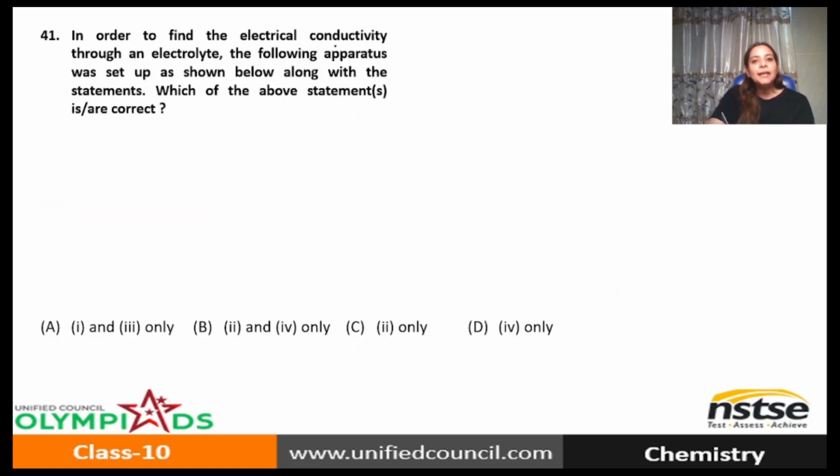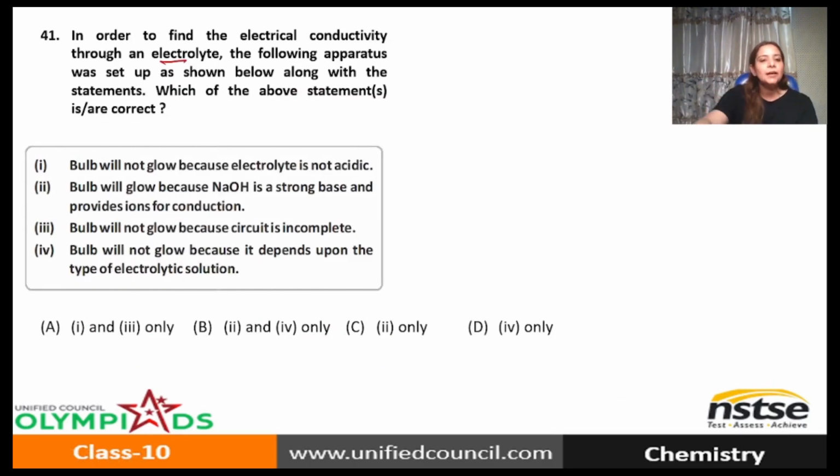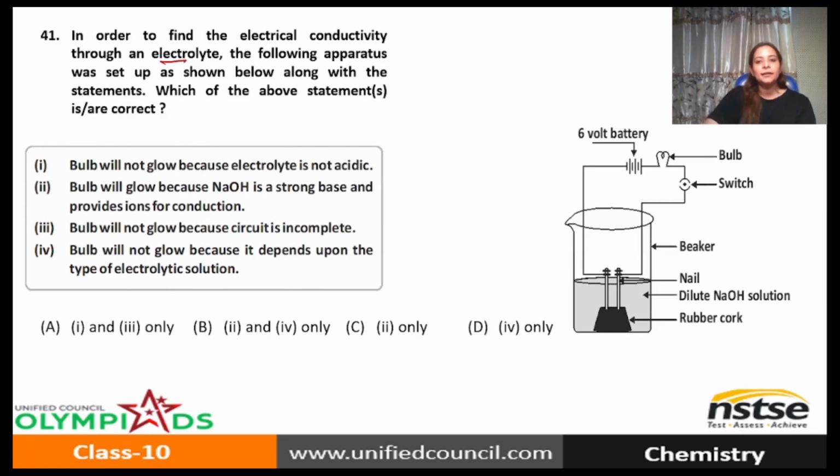In order to find the electrical conductivity through an electrolyte, the following apparatus was set up as shown below along with the statements. So here we have statements, and here the picture is given. We need to tell which of the above statements is correct. So first look at this figure. We have a beaker filled with NaOH solution. We have electrodes, because they will supply current in the solution, and they are connected to a battery. This is a bulb.